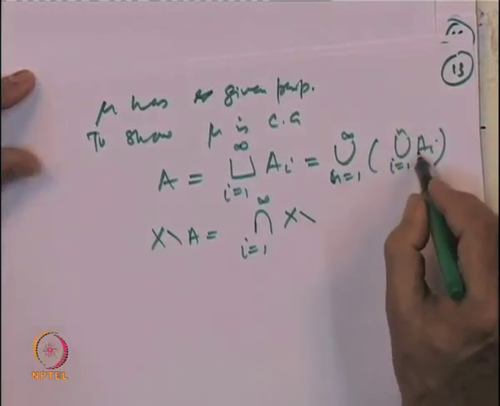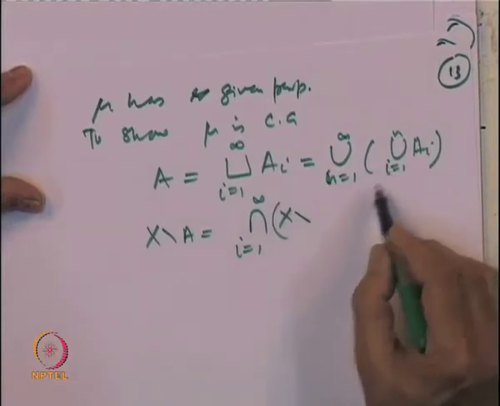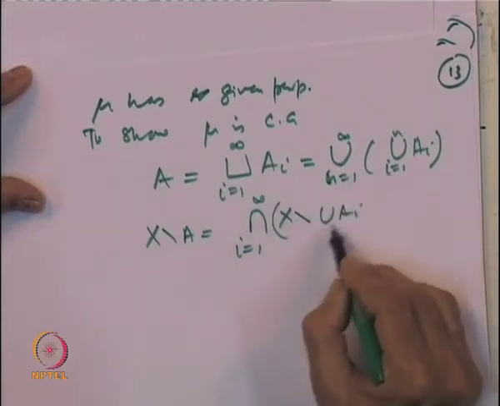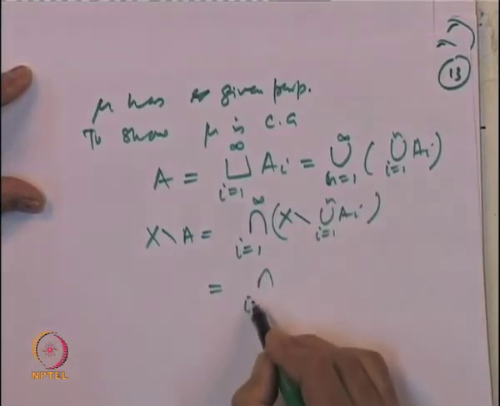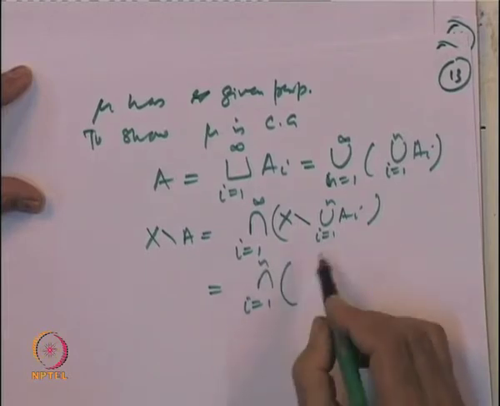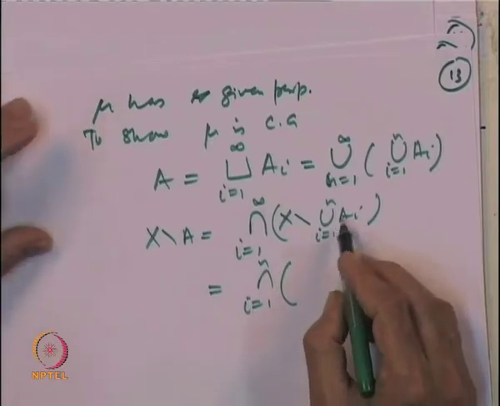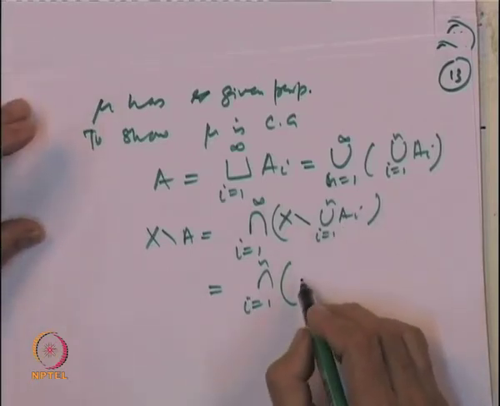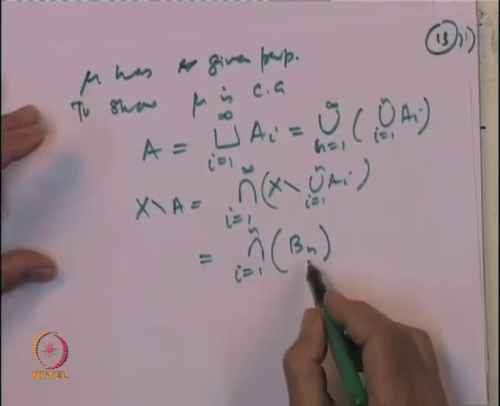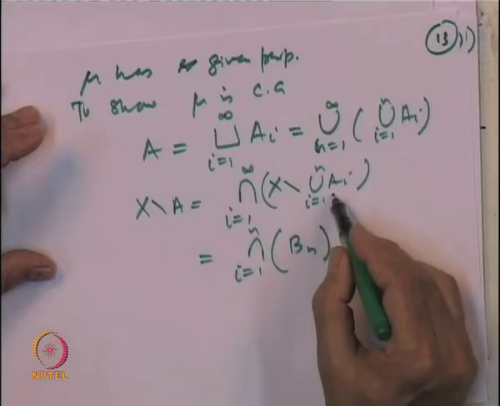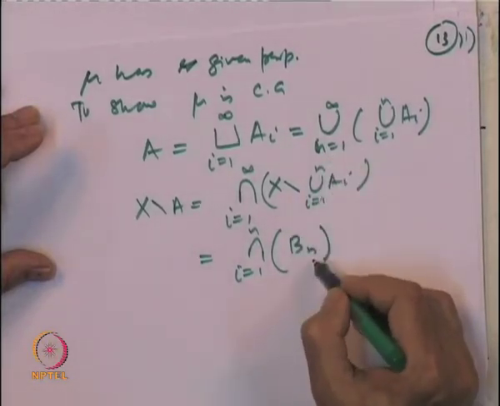So, these are the sets. Then it is X minus the union of A i for i equal to 1 to n, which is equal to the intersection for i equal to 1 to n of X minus A i. Let us call this set B n. Now note the B n's are decreasing and they are in the algebra, because the unions of A i's are increasing, so their complements will be decreasing.